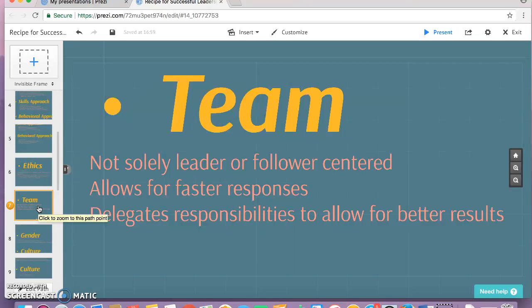So next we look at team, and creating a sense of team in your followers and your groups that you're leading is really important. And this is not really a leader or follower-centered thing. It's just something that having a good team makes for faster responses to problems or crises that arise, and it's a way to delegate responsibilities to allow for better, faster results.